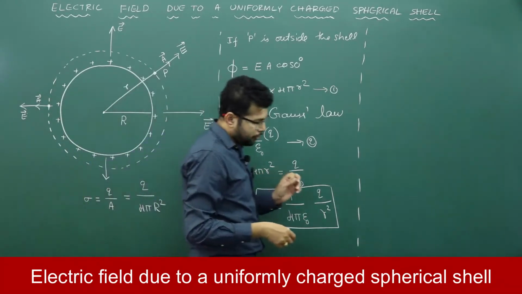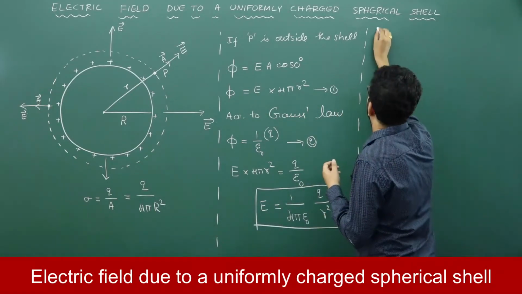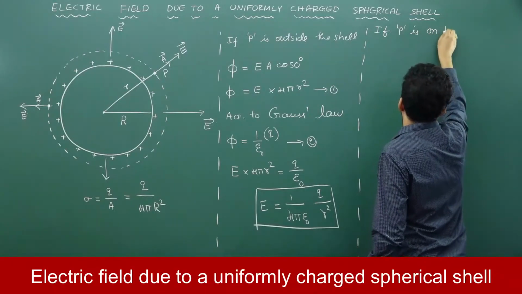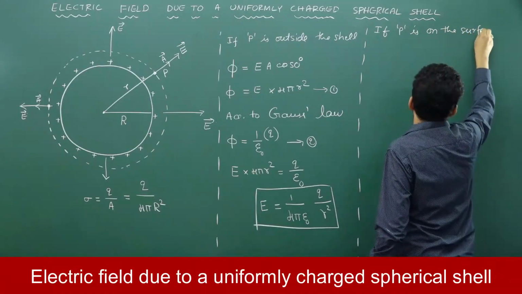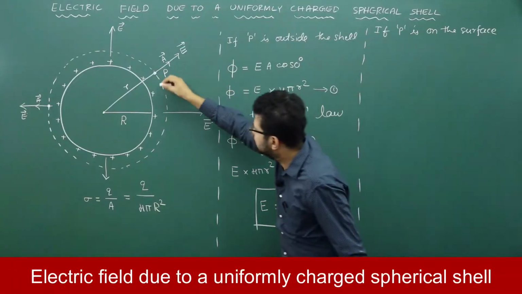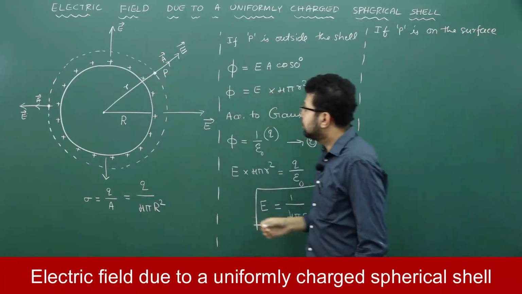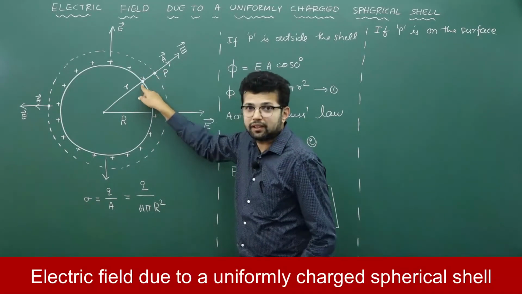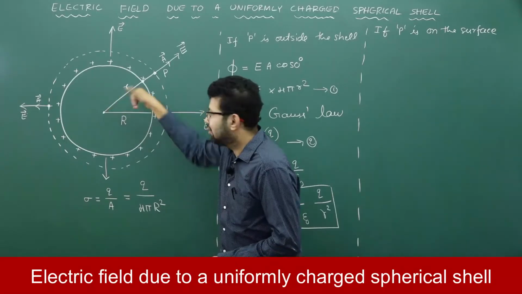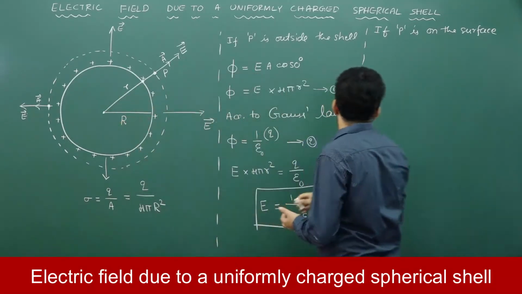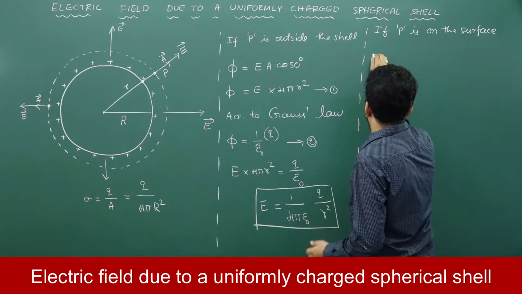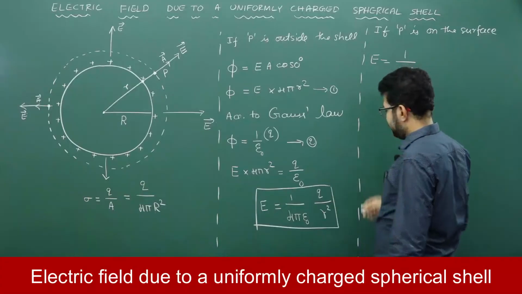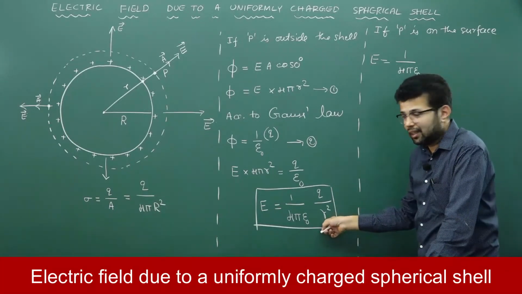Now, if P is on the surface of the shell, somewhere here, then what happens? If you consider P on the surface of the spherical shell, then small r becomes equal to capital R, correct? So, what happens? E will be equal to 1 by 4 pi epsilon naught into, in the place of small r, I can write capital R.